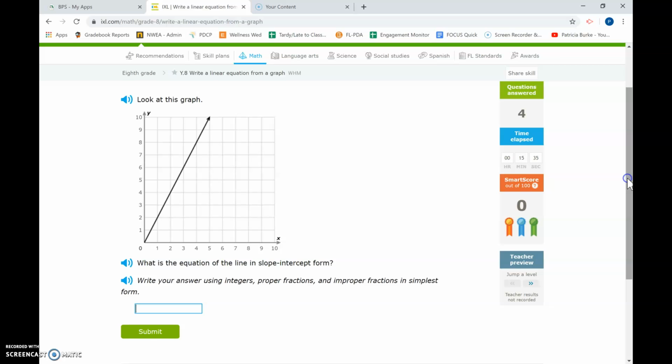We are going to be doing Y.8, write a linear equation from a graph. That's this week's assignment. Okay.